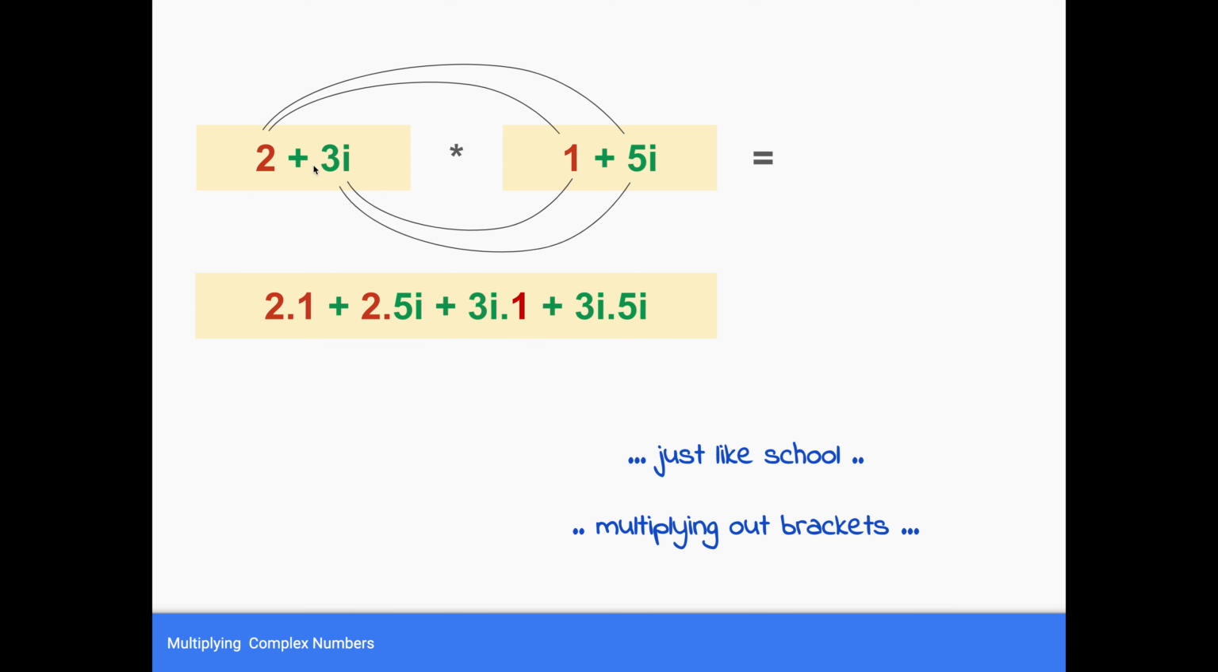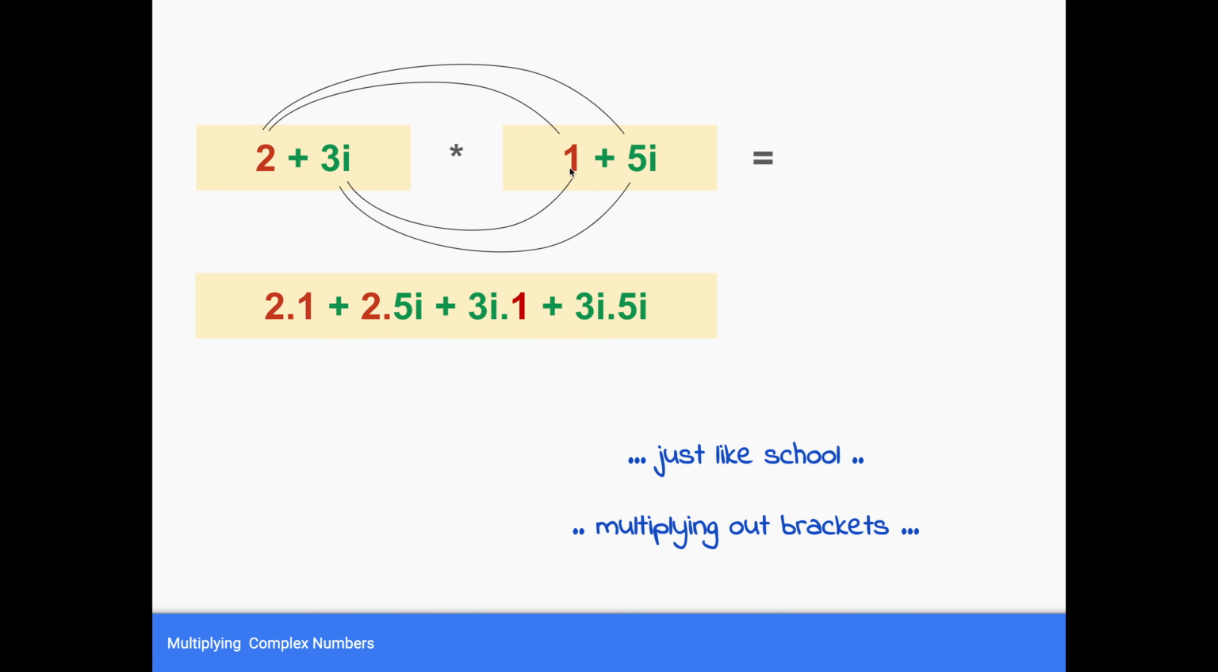So we've got 2 times 1 added to 2 times 5i added to 3i times 1 added to 3i times 5i, and let's see where that takes us. So 2 times 1 is easy, 2. 2 times 5i, well, 2 times is an easy concept for us. 2 times means just double it. 3 times is 3 of those things. So 2 of 5i should be 10i. That kind of makes sense. We've doubled its size in some sense.